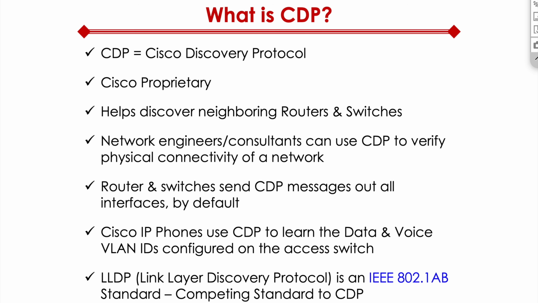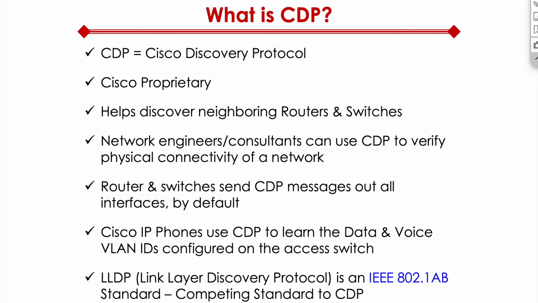And finally, LLDP or Link Layer Discovery Protocol is a competing standard to CDP and is defined in the IEEE 802.1AB standard. If you happen to have any non-Cisco switch in your environment, whether Arista, Juniper, or you name it, any other switch, it runs LLDP for the purpose of discovering neighbors.